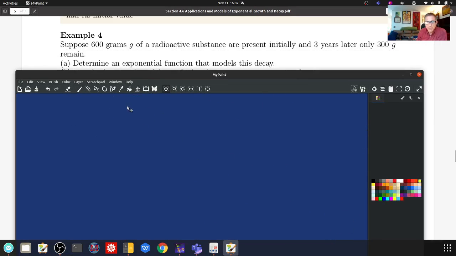So we're starting off again with that same model. y is equal to y naught times e to the kt. And in this case, t is equal to 3. y naught is how much we have initially present, which is 600 grams. What do we have 3 years later? That's the amount y. We have 300 grams. So we have to find the value of k.